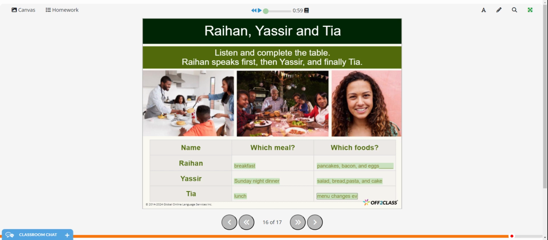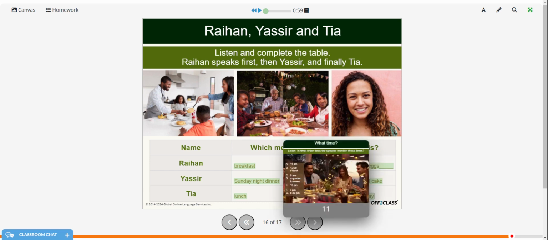He said the menu changes every day. She didn't mention any specific foods.